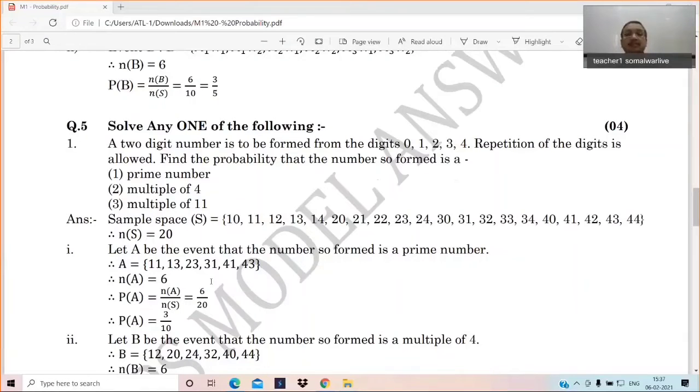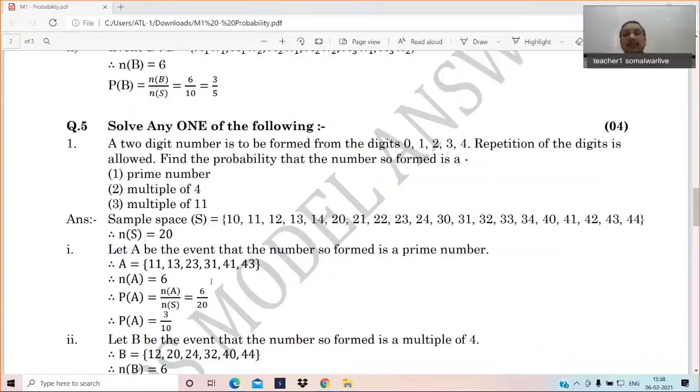So the sample space containing sample points here, because a number starting with zero will not be there, like 01, 02, because we need a 2-digit number. So our number will start from 10. So sample points in the sample space will be 10, 11, 12, 13, 14, 20, then with 2, 21, 22, 23, 24, with 3, 30, 31, 32, 33, 34, with 4, 40, 41, 42, 43, 44. So total number of sample points are 20.